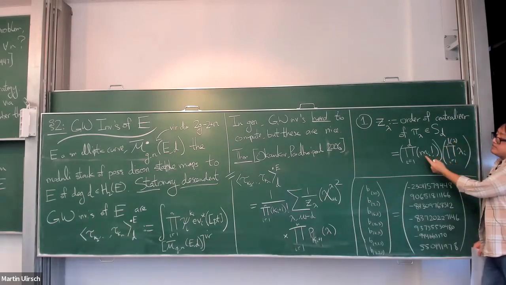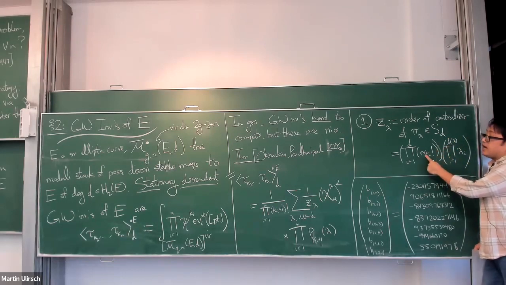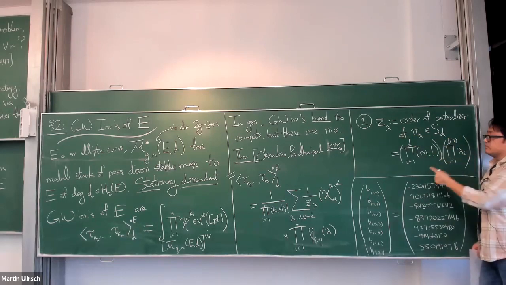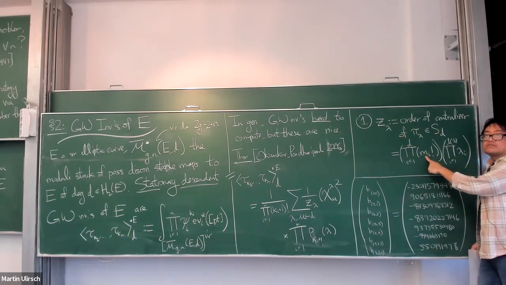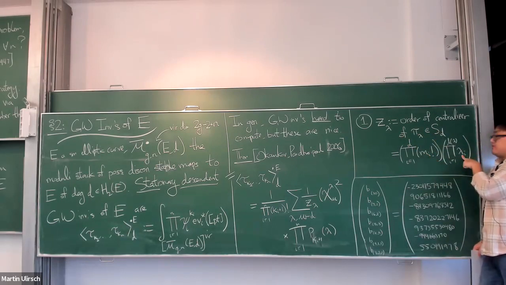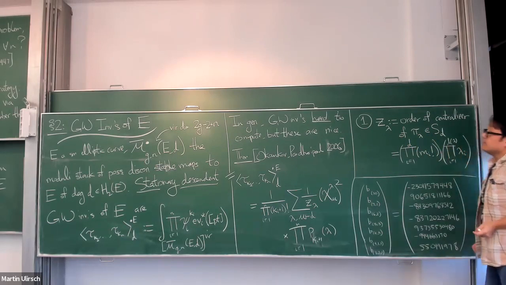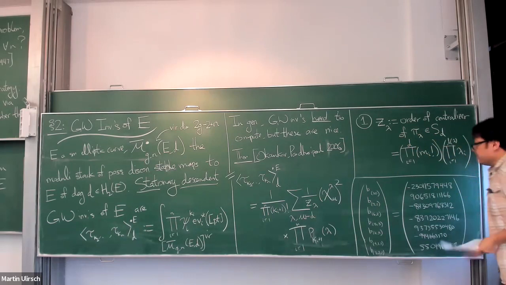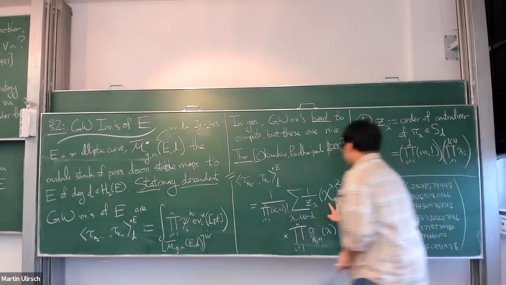Here m_i is the multiplicity of i in the partition lambda, so it's the number of times that i occurs in the partition lambda, and lambda_i is just the ith part of the partition lambda. Okay, that's z_lambda. Good. The other part comes from this.